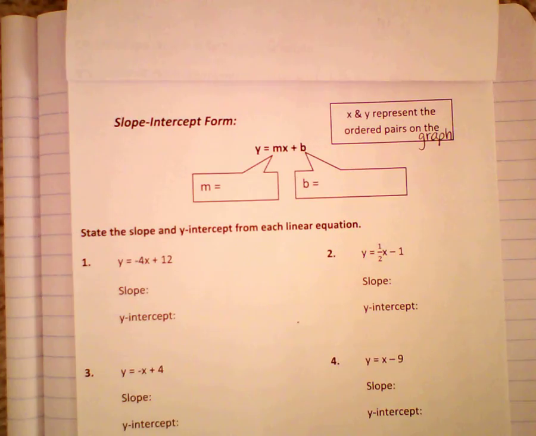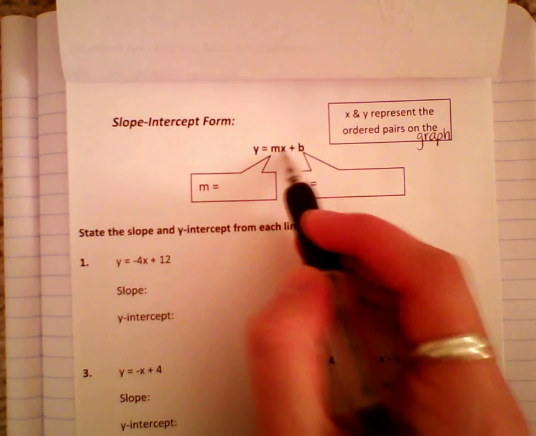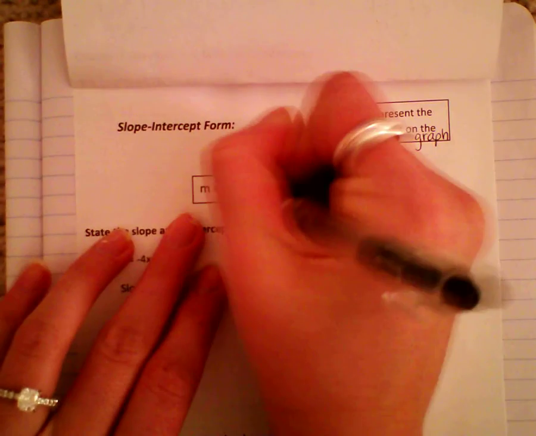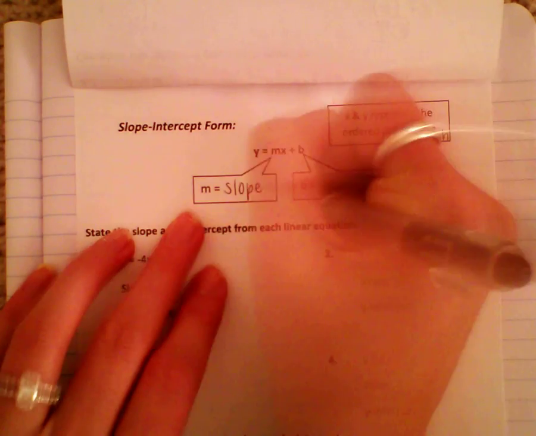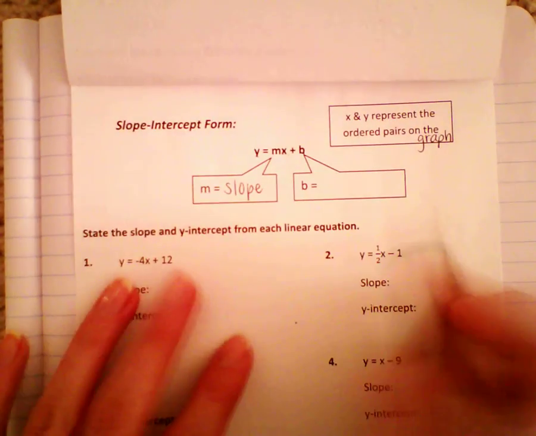Alright, so hopefully you remember from the first page that the first number, the coefficient of x, is the slope, the rise over run. And b is where the line crosses the y-axis.